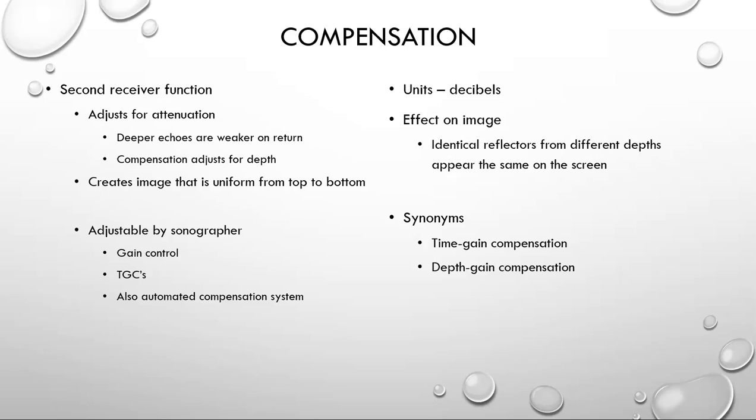In addition to the controls available to the sonographer, there are also automated compensation controls that the system applies without the sonographer having to put any input into them. The units of compensation are decibels, just like amplification. The effect on the image is that identical reflectors from different depths appear the same on the screen. This is very useful. This allows your near-field liver to look as homogeneous as your far-field liver. Synonyms for compensation are depth gain compensation and time gain compensation.